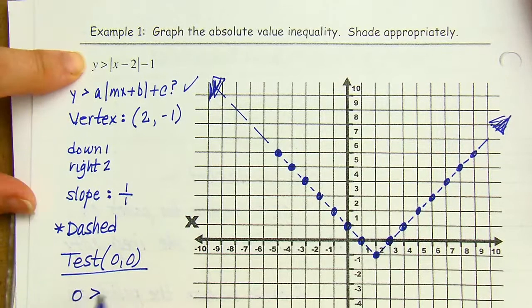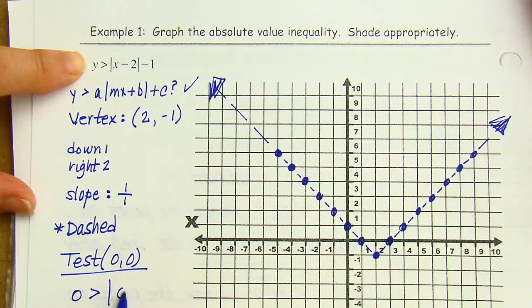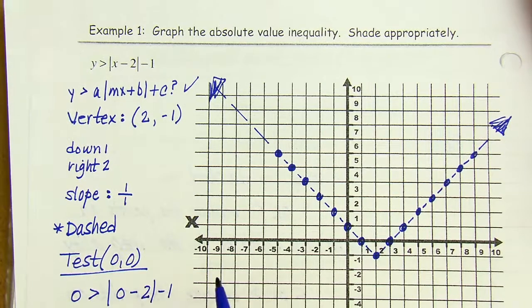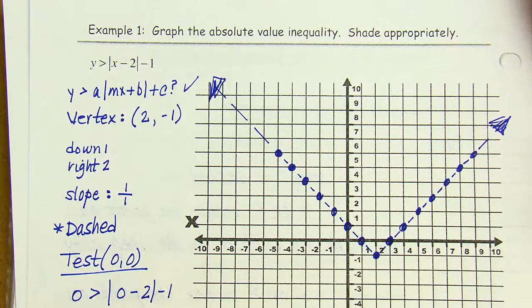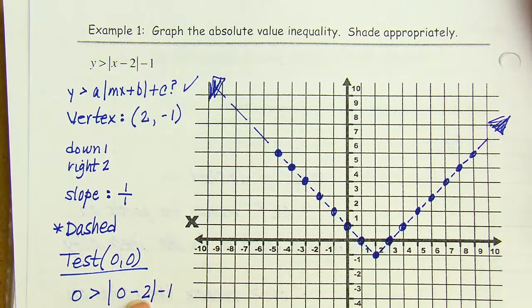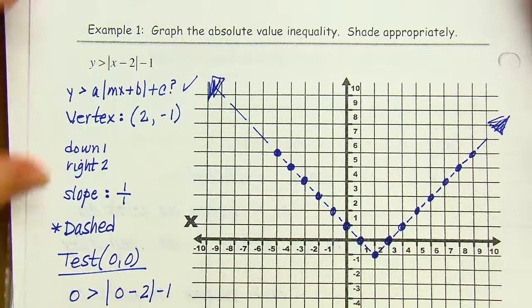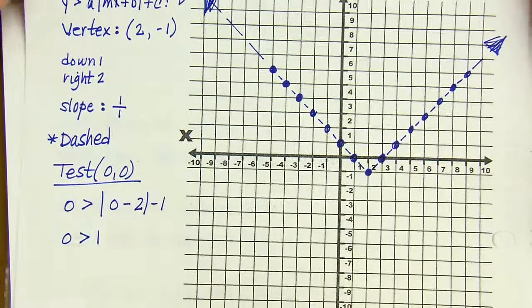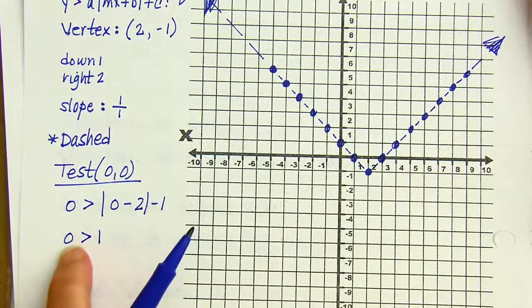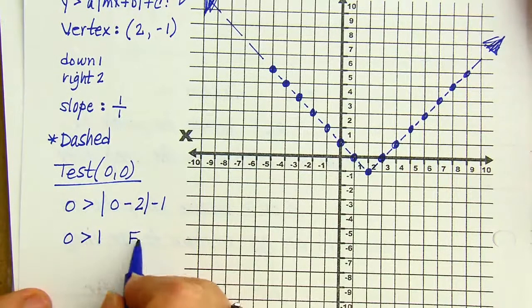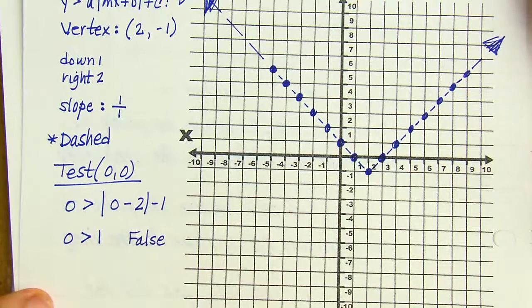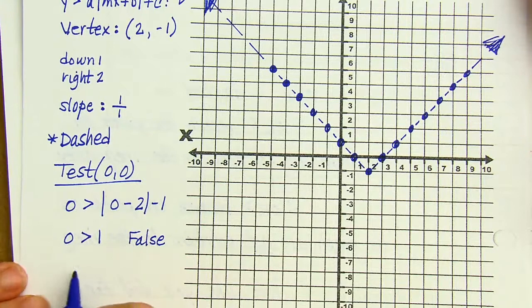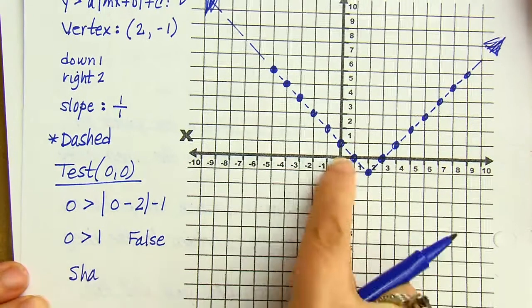0 is greater than absolute value of x is 0, subtract 2, subtract 1. 0 greater than, well, 0 minus 2 is negative 2, absolute value of negative 2 is 2, and 2 minus 1 is 1. So I have to ask myself, is 0 greater than 1? And you say, no, that's false. Since it's false, I have to shade inside because 0, 0 is outside.